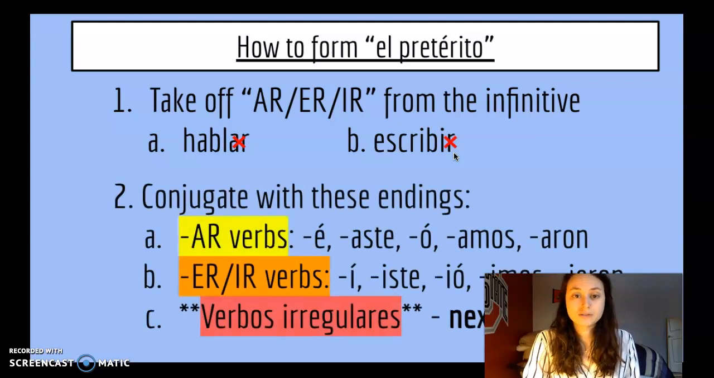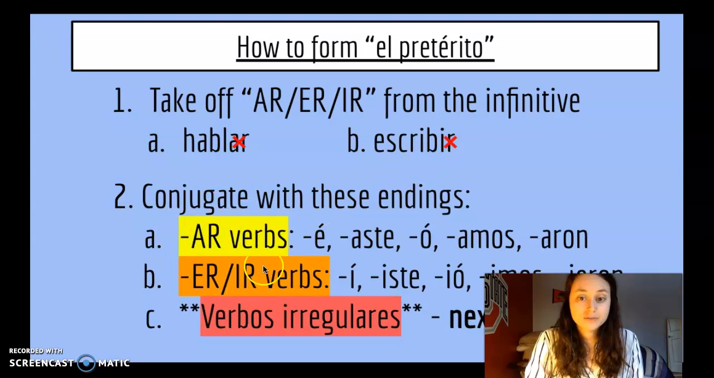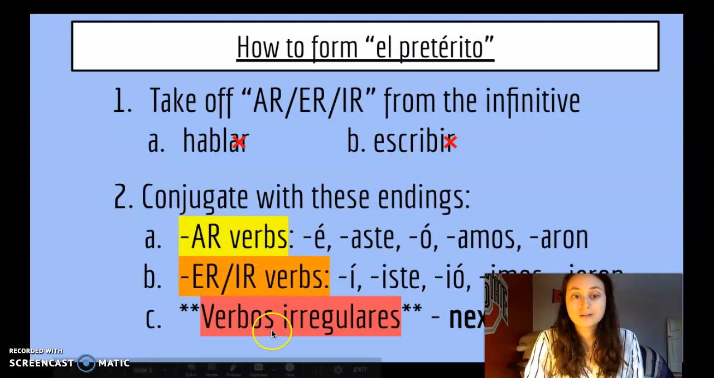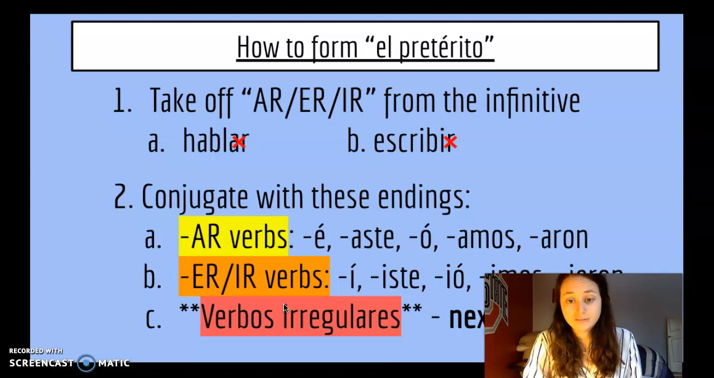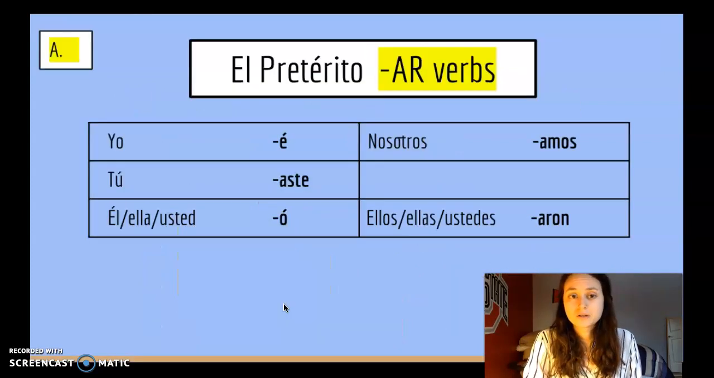Uy, muchos endings, okay? AR verbs all have the same endings, and then ER and IR verbs have the same endings. And unlike the present progressive, there are verbos irregulares, lo siento, but I will get into those in our Friday video, okay? So now I'm going to break down the AR endings and then the ER, IR endings.